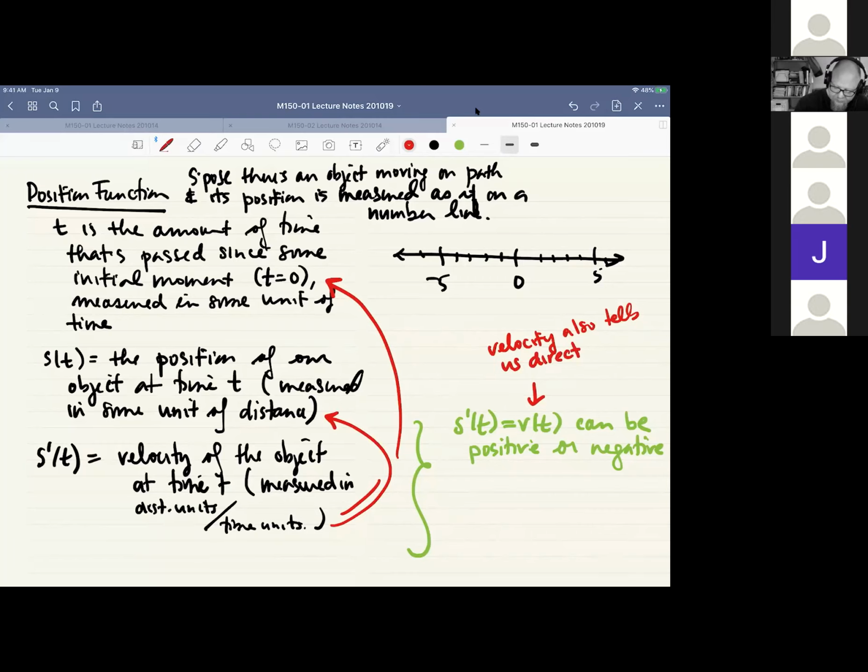So velocity also tells us direction. When our velocity is positive, our direction is moving to the right.